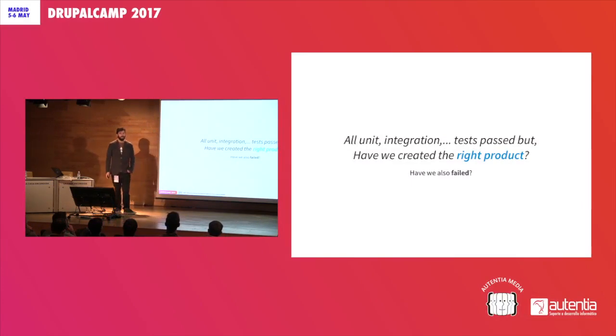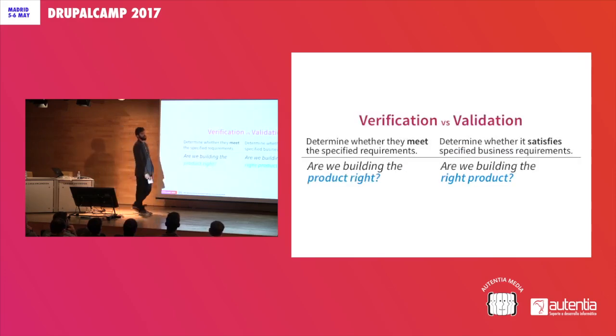But have we created the right product? What I mean is, maybe we have created the product as a specification says, but we need to create good products. And this is the main difference between verification and validation. With verification, we are checking if the product is right. But with validation, we are checking if we have built the right product, which is the most important thing. It's impossible to build the right product without the knowledge of the client.